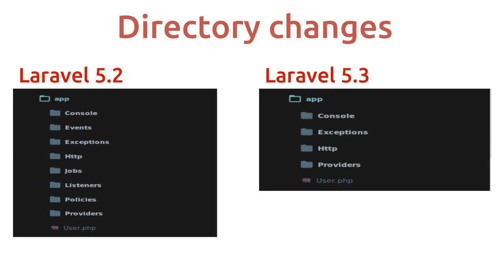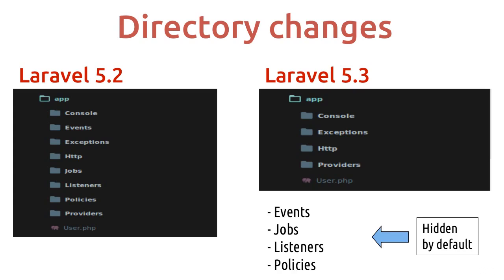The second change is directory structure. In Laravel version 5.2, below the app directory, there are several subdirectories such as console, events, exceptions, HTTP, jobs, listeners, policies, providers, and one model, user.php file. But in version 5.3, there are only console, exceptions, HTTP, providers, and a model user.php. Other directories were removed because they are often not used.